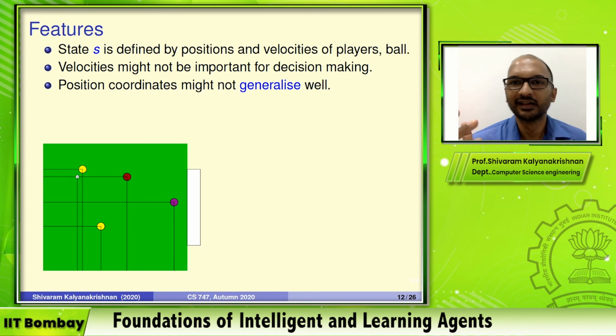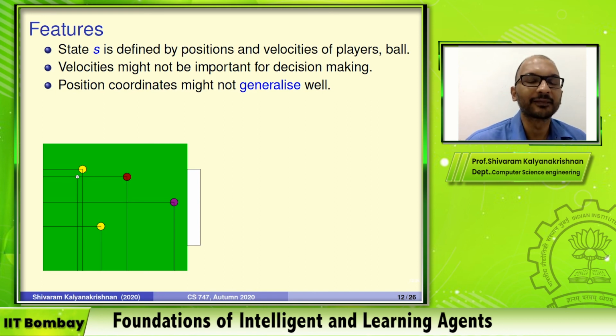So why is that? First of all, some aspects of this might not be that important. It might be true that velocities are necessary for defining state, but it might not really matter too much in terms of decision making. Your ability to decide what to do might not depend very crucially on the velocity of players. It might depend to some extent depending on how you're playing, but in a simulation like this, it actually doesn't matter that much. The second aspect is that these position coordinates, like coordinate 1 and coordinate 2, might not generalize very well.